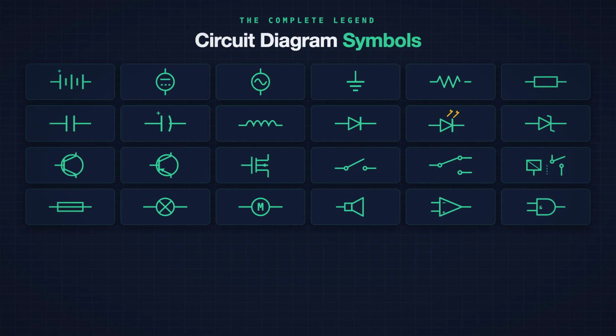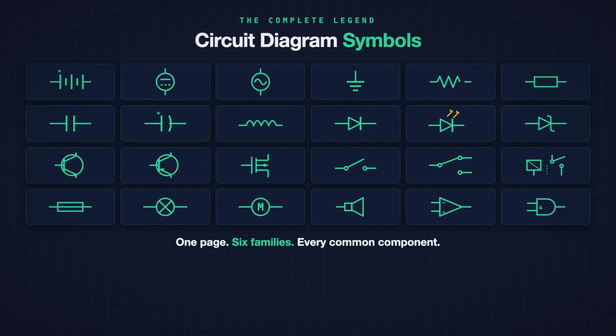So we're going to walk all of them. Every common component, grouped so they actually stick. Power, passives, semiconductors, switches, outputs, and the wiring rules that tie it together. 2 of these symbols fool almost everyone. They each get their own moment. Let us build the whole legend, one family at a time.